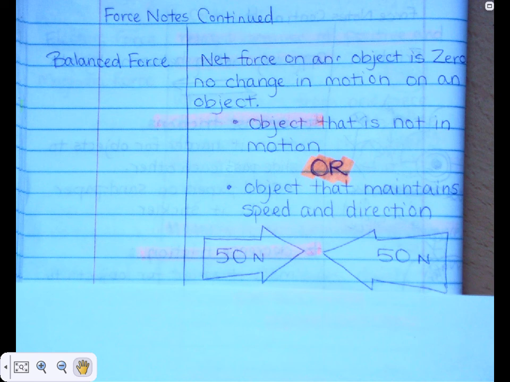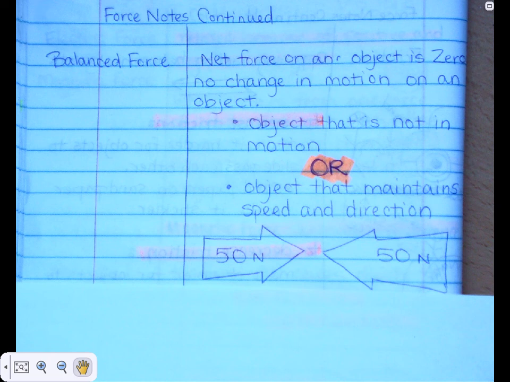Okay? So there's two possibilities of balanced force. Number one, the object is not in motion. If you're sitting in your chair and you're not moving, you are a balanced force. That chair is preventing you from falling to the ground. If you're in a car moving at a constant speed and you're not changing direction, then you're also a balanced force. So balanced force doesn't always mean not in motion. It just means zero net force.